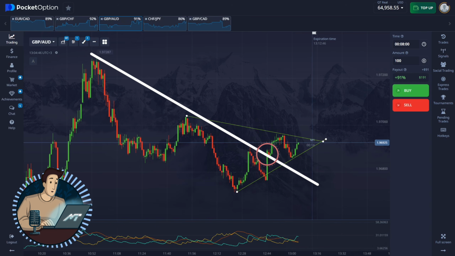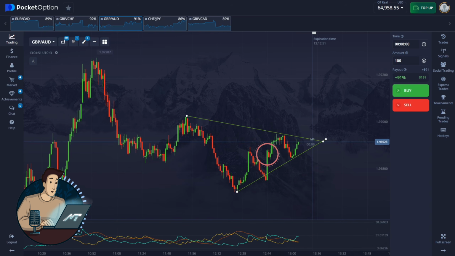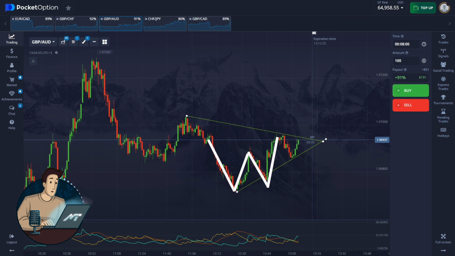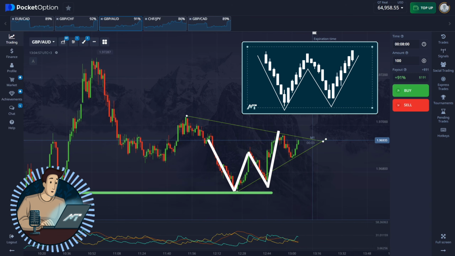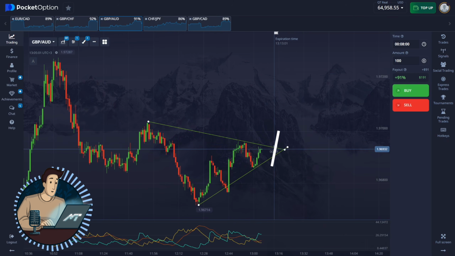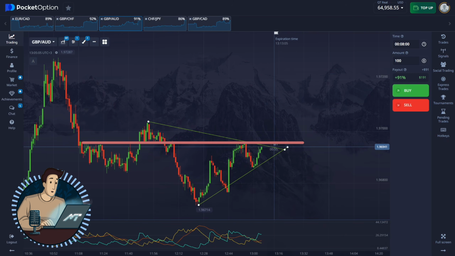It broke upwards with a strong candlestick, a bullish signal. Then inside this triangle, another pattern emerged, the double bottom. This confirmed that the price couldn't break the lower support level, a second bullish signal. However, the upward movement hit a resistance level.